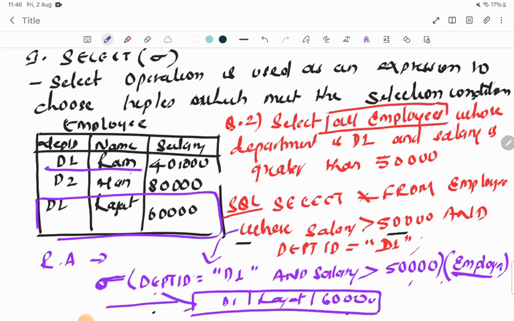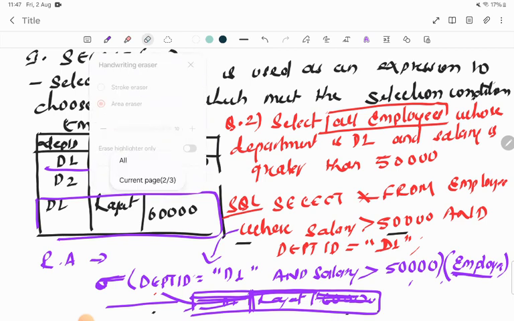the select command. Okay, now let's see what happens if you just want to display the name of the employee. You don't want to display D1, you don't want to display 60,000. If you just want to display the name of the employee, then which command is used? Okay, so as I told you, we have to use the project command.